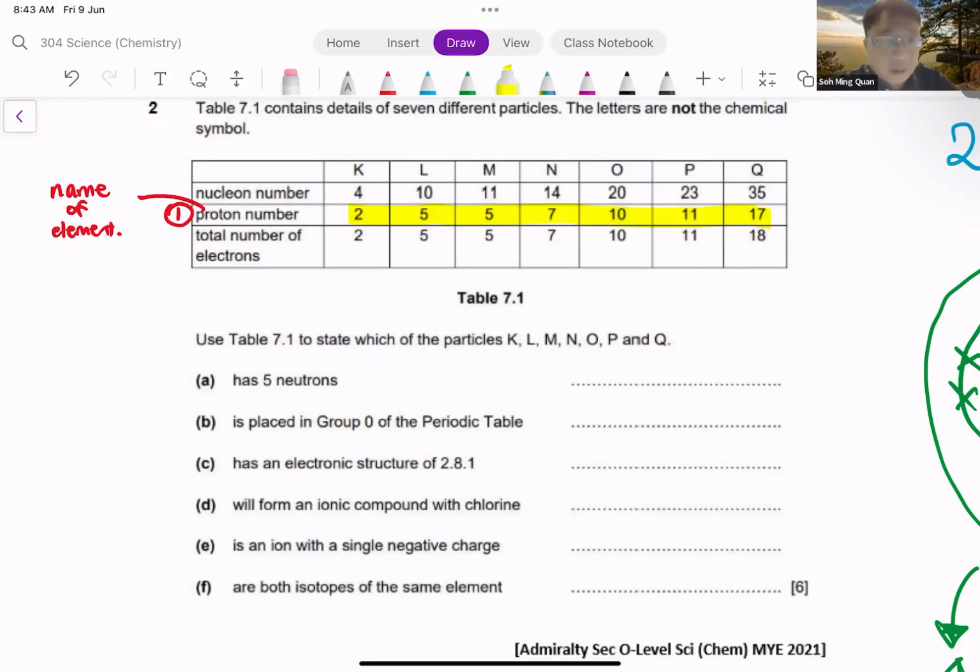Okay. So once you have the periodic table, can we now find out, based on the number of protons, what K to Q are? Which element are they? All right, let's take about 3 minutes to do that.